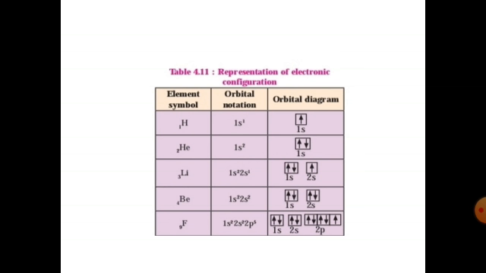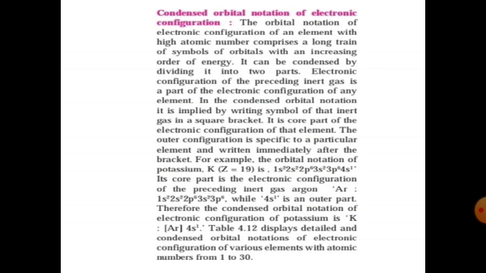5 electrons you have to fill. So first orbital 2, second py 2, and in the third pz you have to fill 1 electron. Condensed orbital notation of electronic configuration.